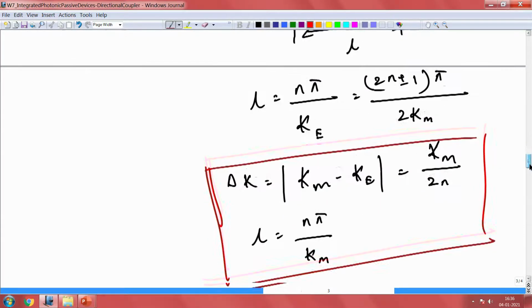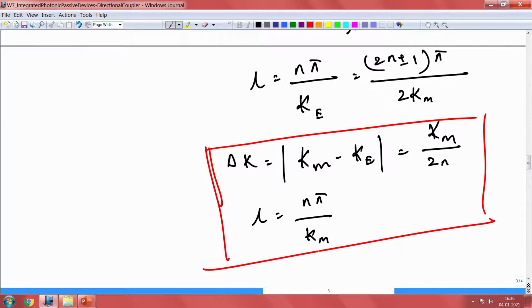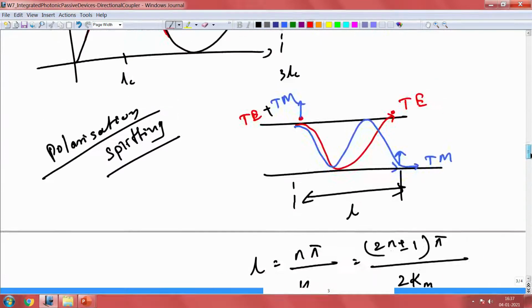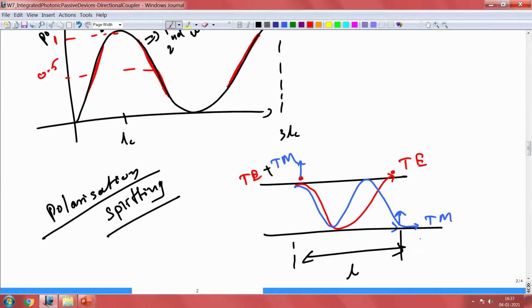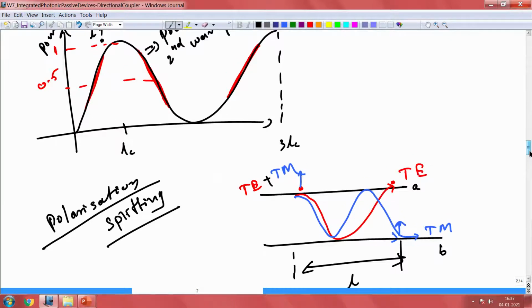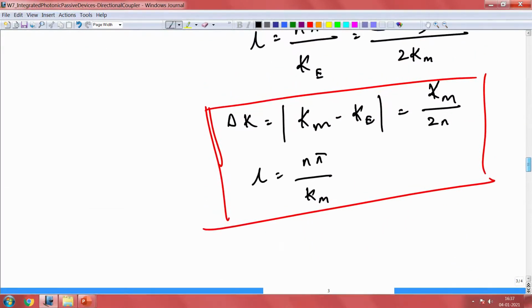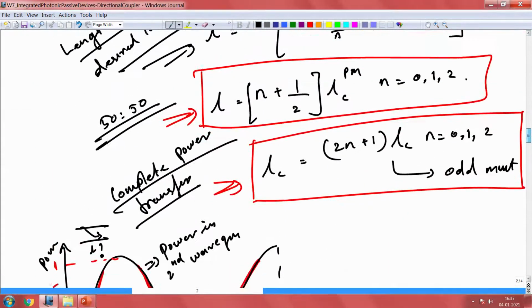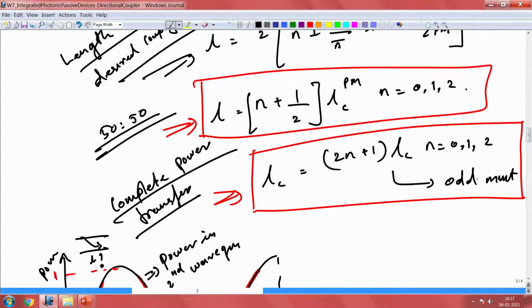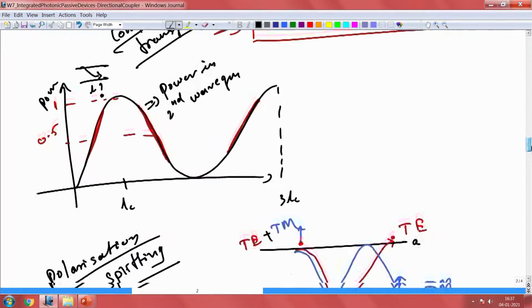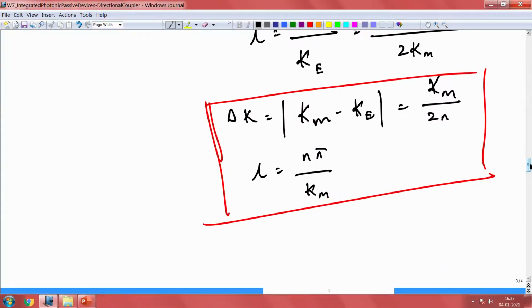The reason why the length is n pi over kappa m is because you want TM to be on the other side, right. Instead of having it on the A, you want to have it in B. So, what is the condition for it to be in B? It is nothing but odd multiples of this, right. So, it is all coming back to how you should have this. This is basically what dictates your coupling here, okay.